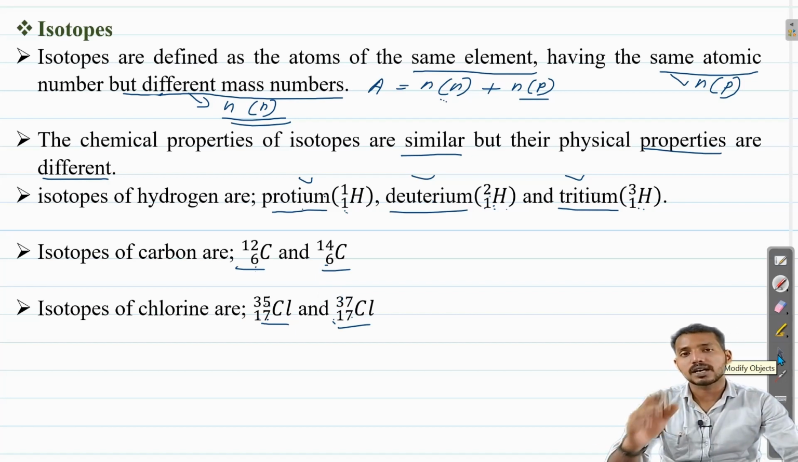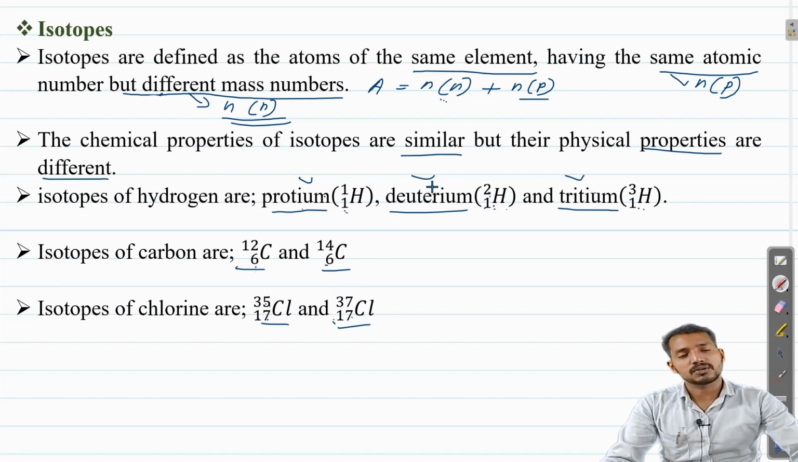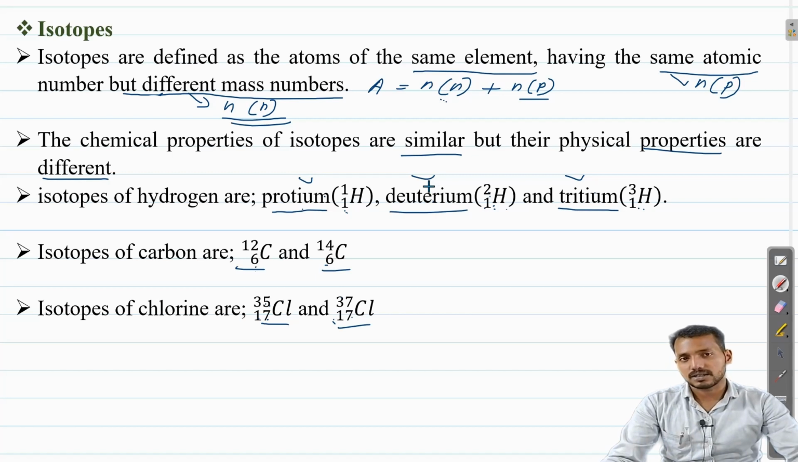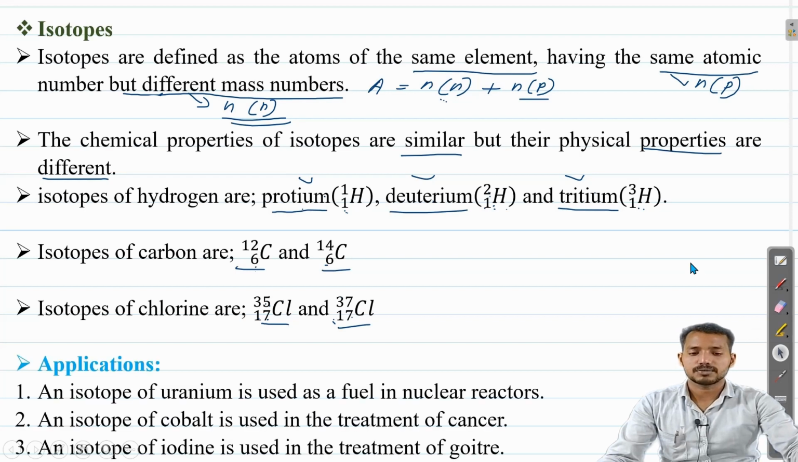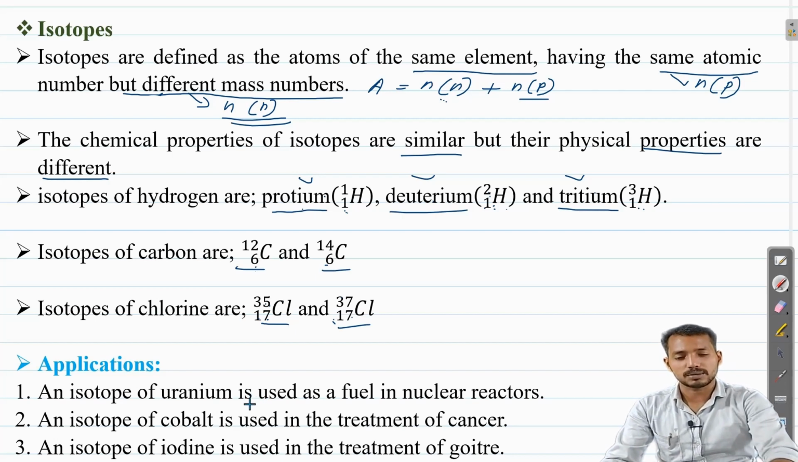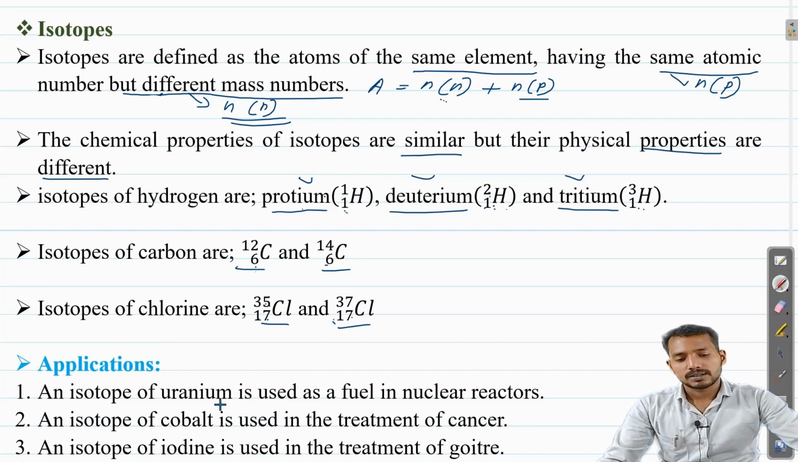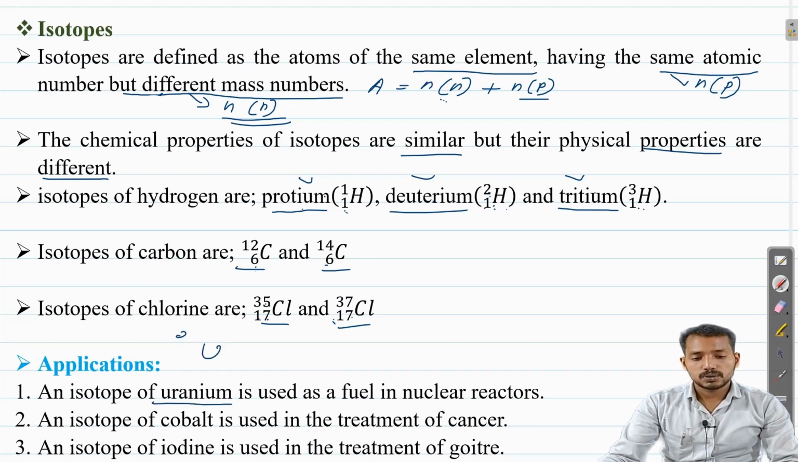I already told you that deuterium, the isotope of hydrogen, in the form of water, is used in nuclear reactors. Similarly, different kinds of isotopes have different applications. There are plenty of applications we have today regarding these isotopes. But in the textbook, only these three applications are given, so I am discussing only that. First one is an isotope of uranium used as a fuel in nuclear reactors. That is U-238. Uranium symbol is U.